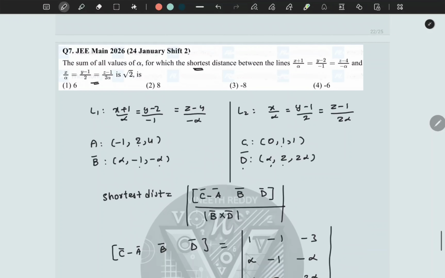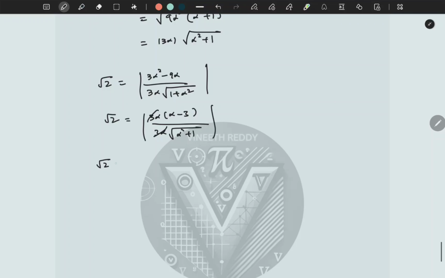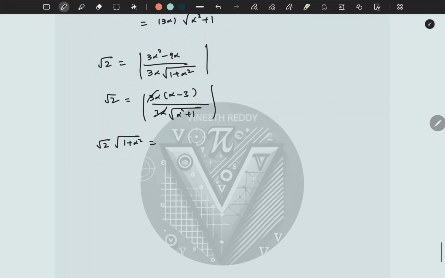Now I think what is he asking here? He's asking us to find the sum of all values of alpha, right? So we'll do one thing, we'll cross multiply. For the denominator we can remove modulus because square root is anyways positive. So we have mod alpha minus 3 here.